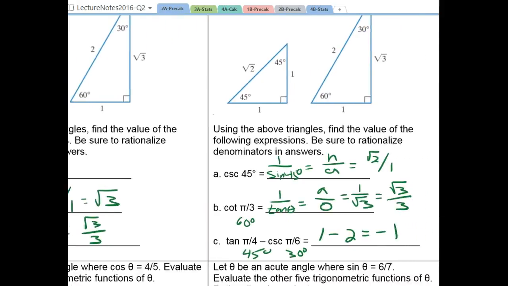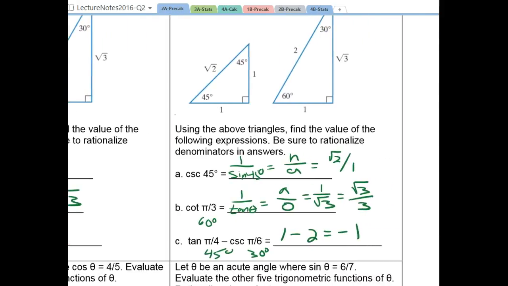Moving over to this student does part, cosecant 45 should be root 2. Cotangent of pi over 3, which is 60 degrees, is root 3 over 3. And then tangent of pi over 4 minus cosecant pi over 6. Tangent of 45 is 1. Cosecant of 30 is 2. So my answer to that expression is negative 1.